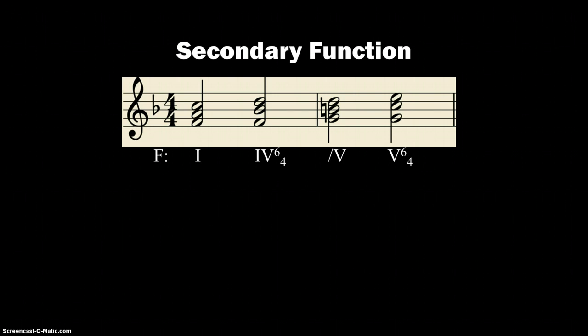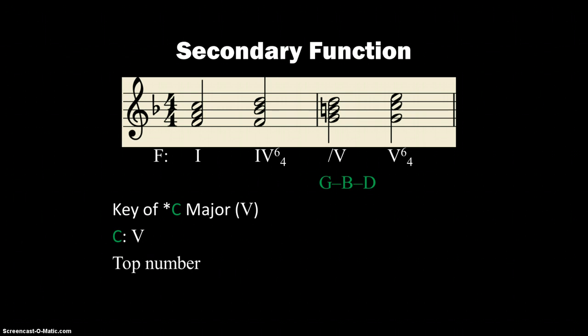Okay. Now we're no longer thinking in F major. We're going to think in C major because we are thinking in the key that is the 5 chord. So in the key of C major, G, B, D is the dominant chord, the 5 chord. So that gives us our top number. This is a 5 of 5.